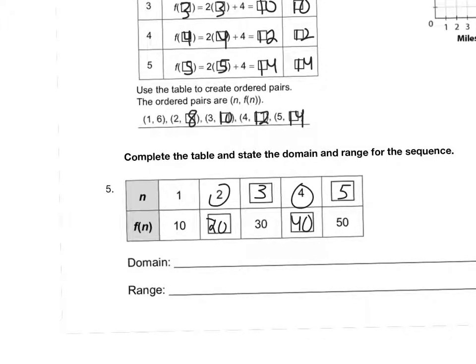So what would your domain be? Your domain would be 1, 2, 3, 4, and 5. And what would your range be? Your range would be 10, 20, 30, 40, and 50.